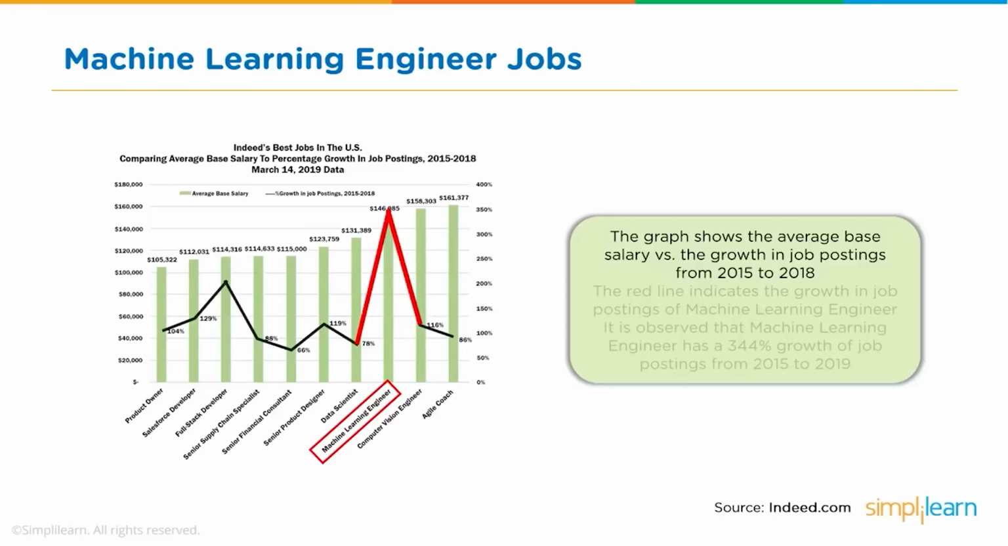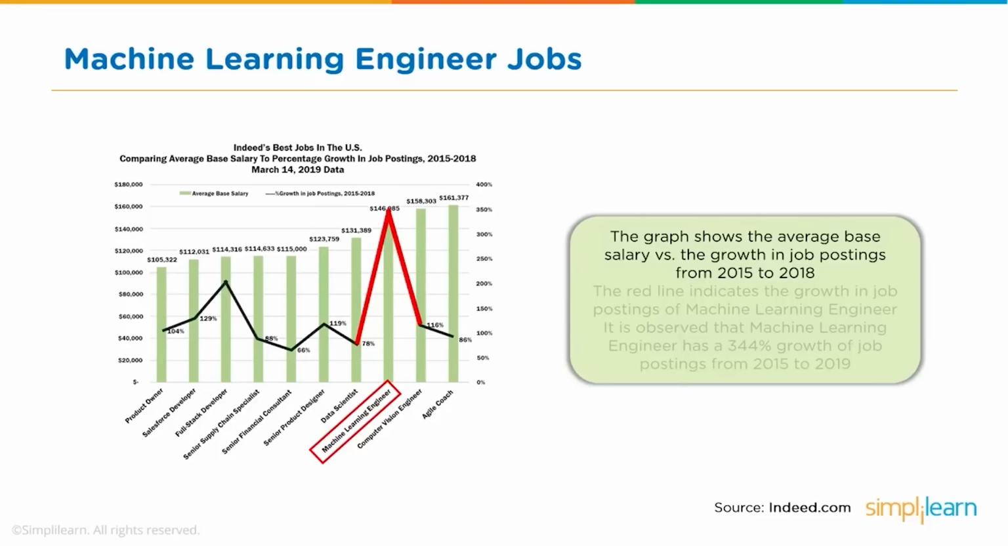Machine learning engineer jobs. This is just a pull off of Indeed's best jobs in the US, comparing average base salary to percentage growth in job postings, 2015 to 2018. And this data was pulled back in March this year, 2019. And you can see here, as we go across, all the different salaries going up. And certainly the machine learning engineer has just shot up because it's one of the primary growing fields. And it's not stopping.